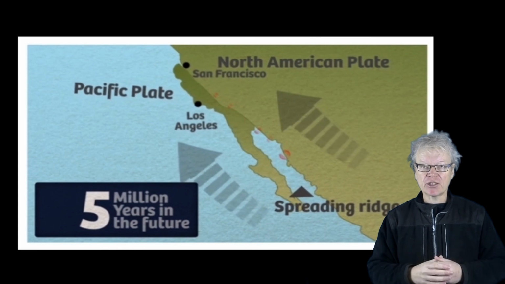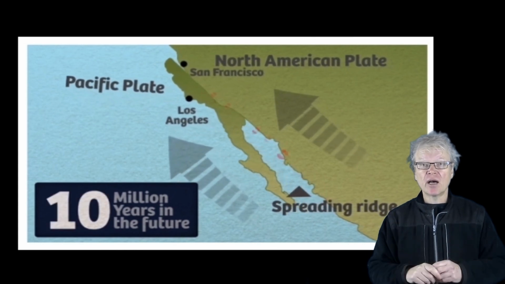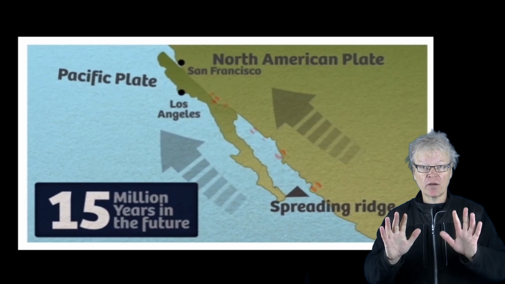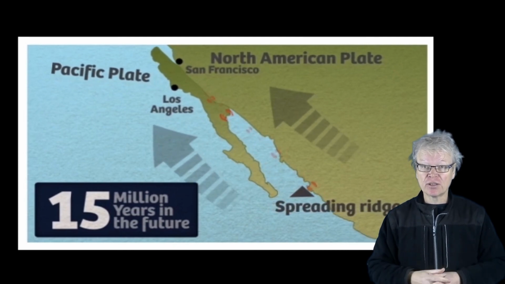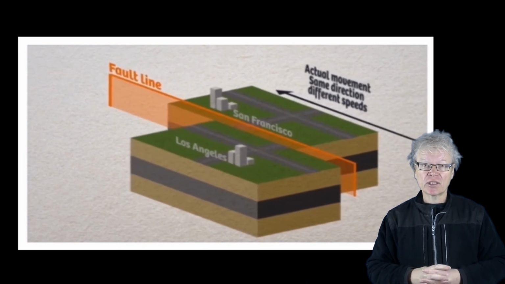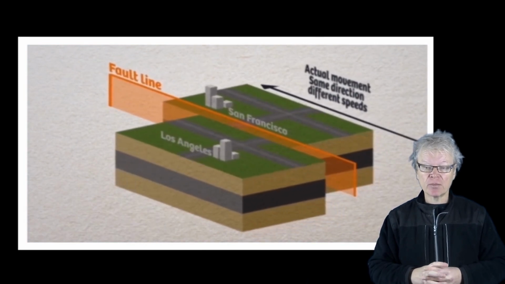This little animation shows you how those two plates are moving over millions of years, and how the location of the different cities on the west coast of America will change over millions of years.